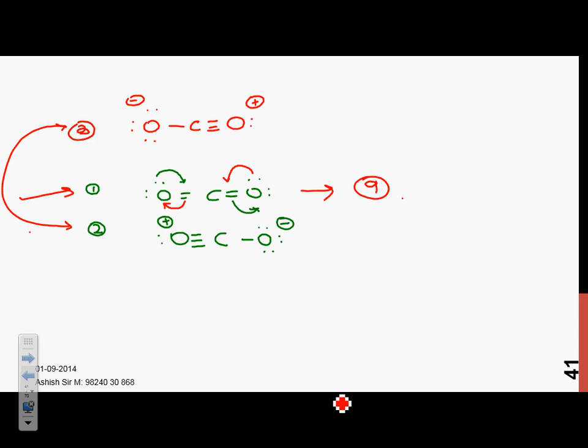In another way, I can say, if I want to explain all the properties of carbon dioxide, I require more than one structure. What did I say? To explain all the properties of a given compound, I require more than one structure. Then this phenomenon is known as resonance. See, if we see the definition.